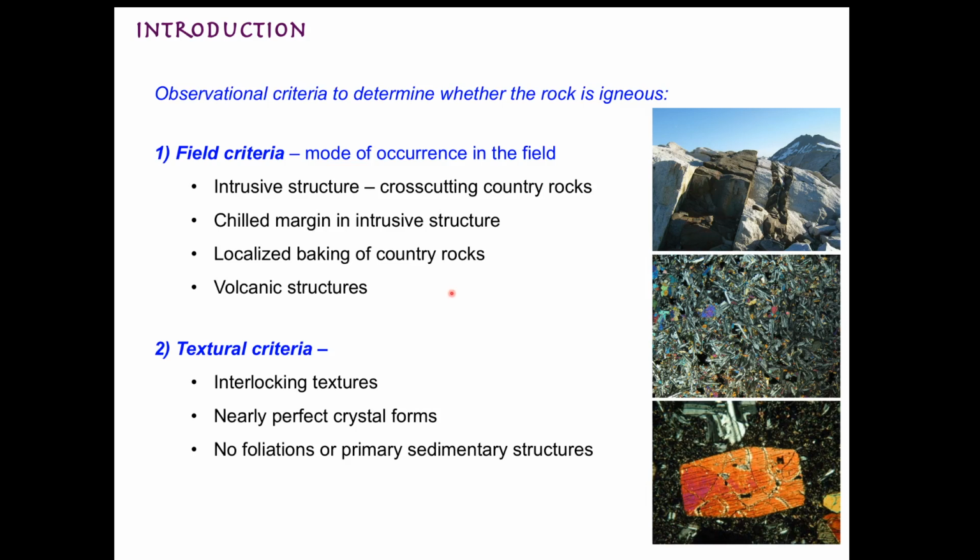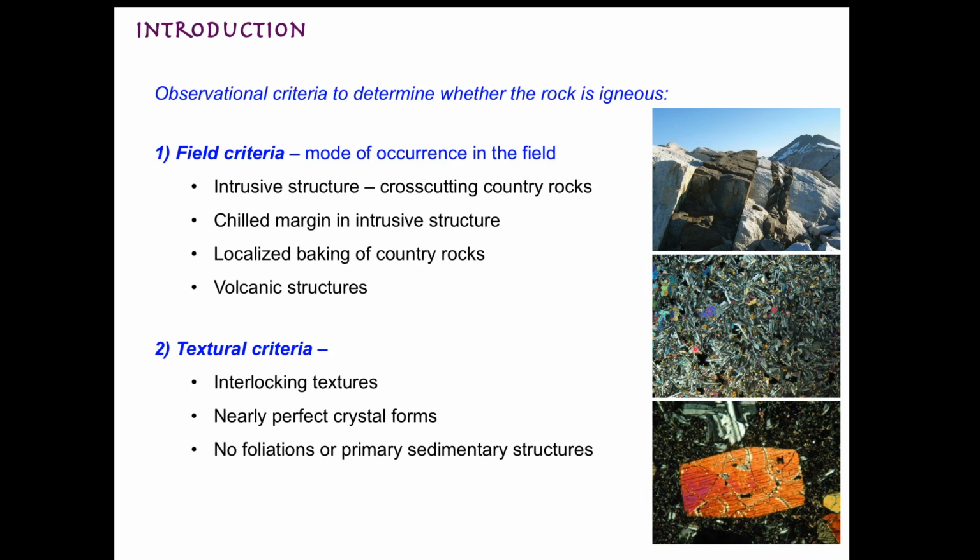And finally, volcanic structures. If you see a huge volcano, a shield volcano or a stratovolcano, or the different types of volcano, or a sill or a dike and a batholith, these are all igneous rocks. The next thing is the textural criteria. If you have a hand specimen or a rock under the thin section, how do we know? The first thing is interlocking texture.